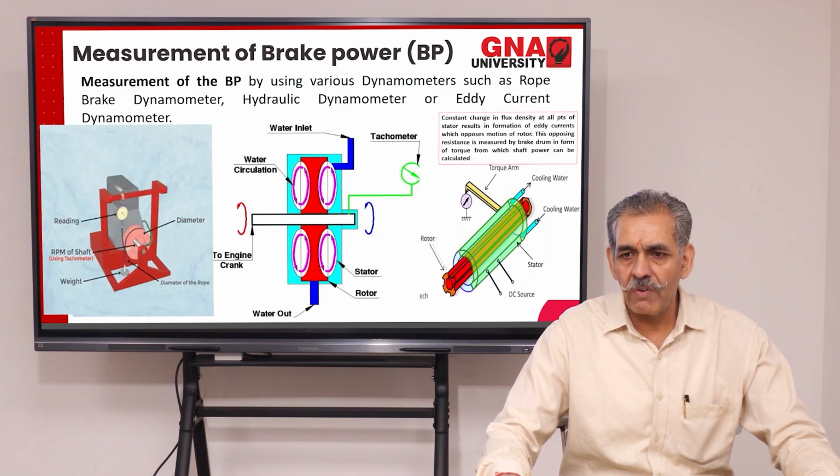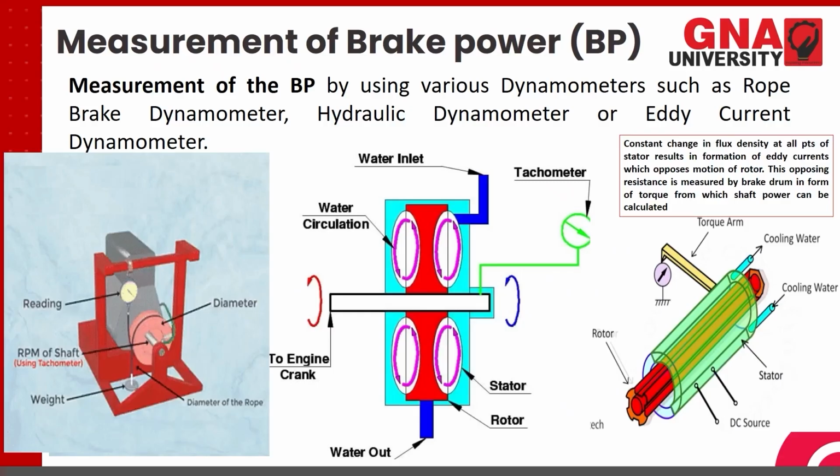Let us talk of measurement of brake power. As we have already done, we have measured the brake power using the brake dynamometer. You can see here the forces are applied, the brakes are applied on this pulley, and when it stops, the RPM reduces, and by measuring this RPM and the torque, we can calculate the brake power using the formula 2 pi NT by 60.